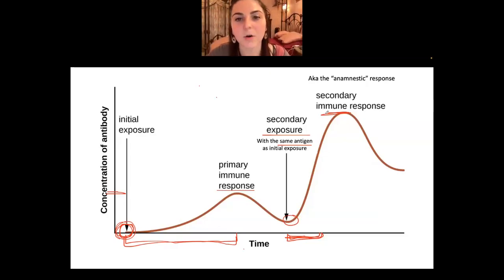And again, this is the whole idea behind booster doses. This is the whole idea why they say you're not fully vaccinated until 2 weeks after your second shot. You're giving your immune system time to go through this secondary response. Okay, so this is a really important concept.